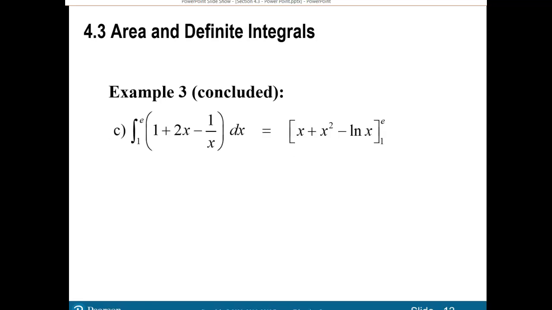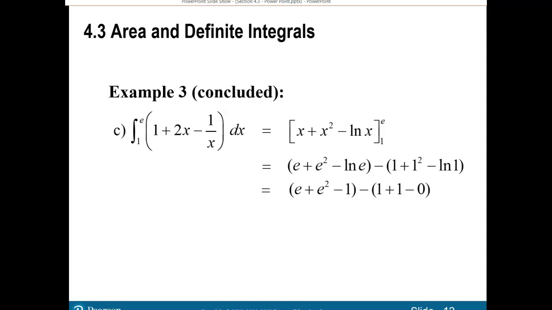Okay, part C, definite integral from 1 to e, 1 plus 2x minus 1 over x dx. So again, our first step is our antiderivative. The antiderivative of 1 is x, plus this antiderivative would be x squared divided by the 2, but the 2 would cancel. So you just get x squared, minus the antiderivative of 1 over x, which is the natural log of x. And then we've got our 1 and our e. So we first plug in e plus e squared minus natural log e, minus, then we plug in a 1. 1 plus 1 squared minus natural log of 1.